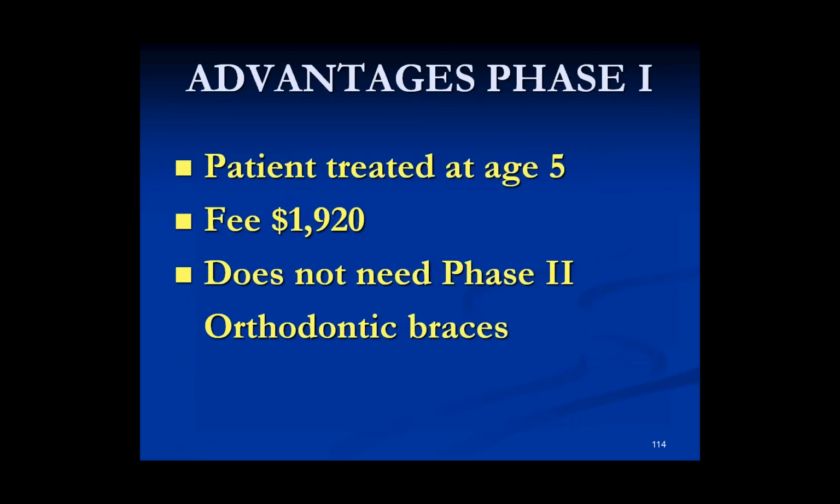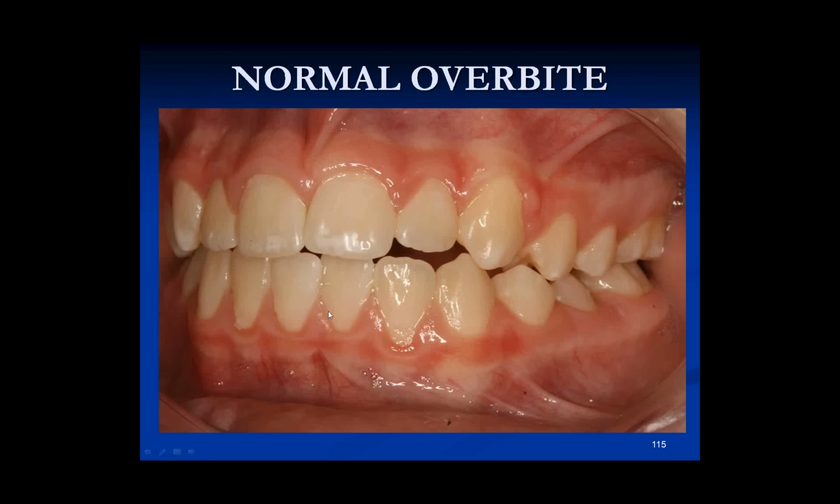So again, the neat thing was he was 5 years old. We charged around $1,920, and that includes the records, the lab fee, and all my appointments. Also, we check on him every 6 to 12 months at no charge. He didn't need a phase 2, so he did not need orthodontic braces. No braces required. So that was a pretty good investment.